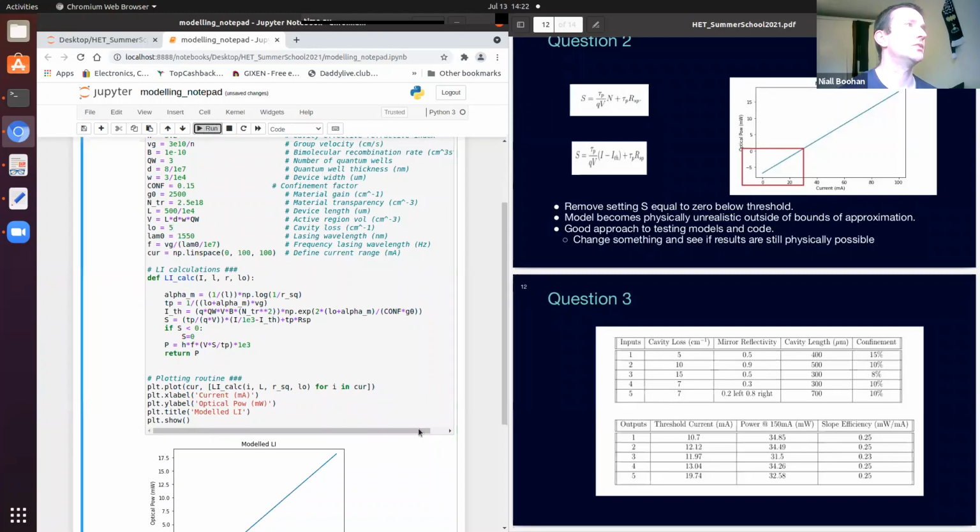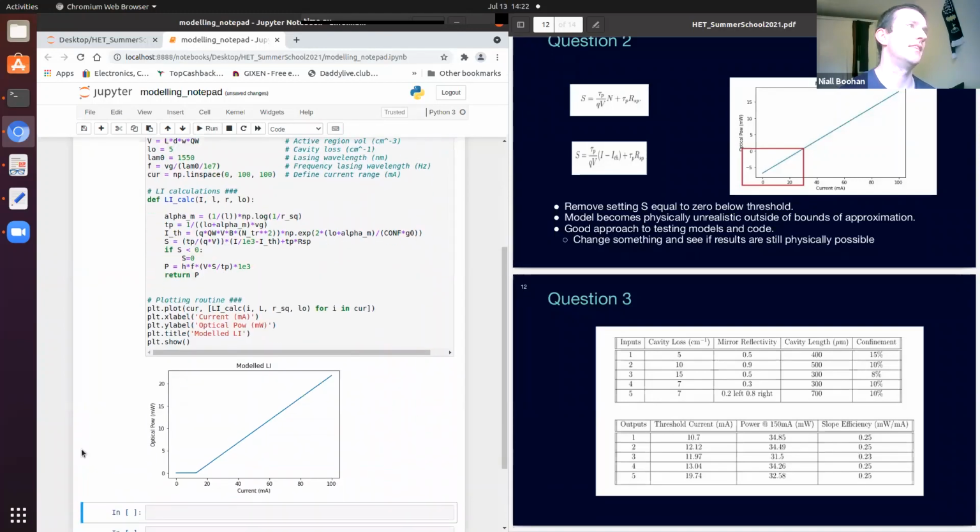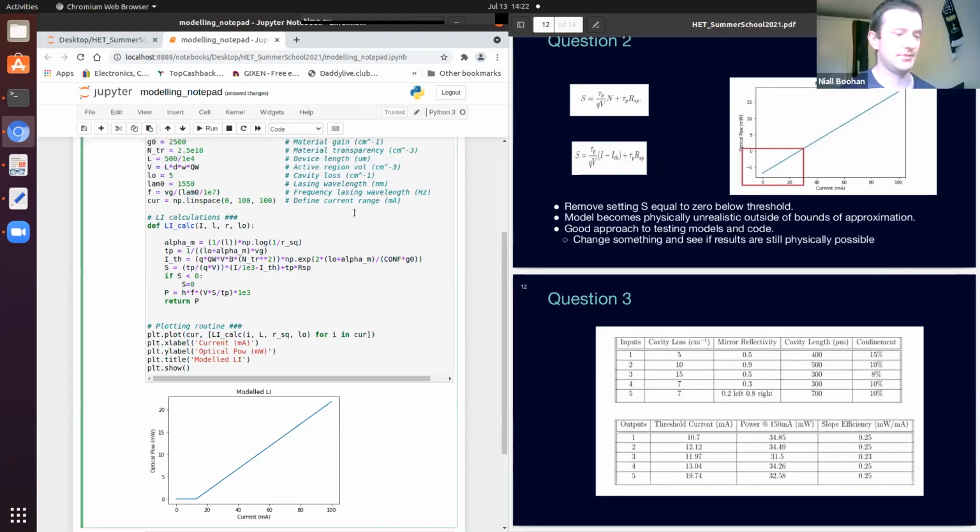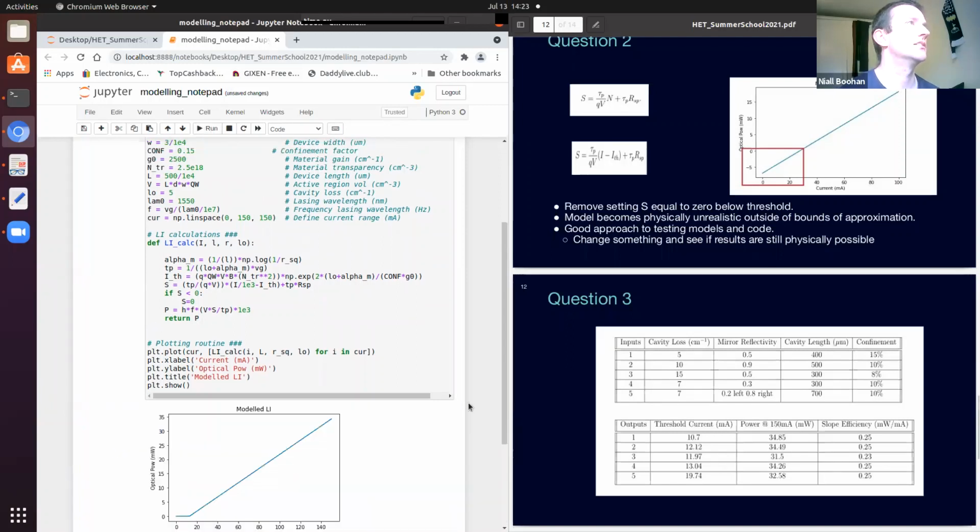And then we run our code, and this is the LI we get. I can't read that exactly, but I've done this calculation before, so I know it's 10.7. And then our maximum output power. Oh, sorry, we had to increase the range as well. I did set it to 150, so you had to notice that that should have been increased also. So there we go.